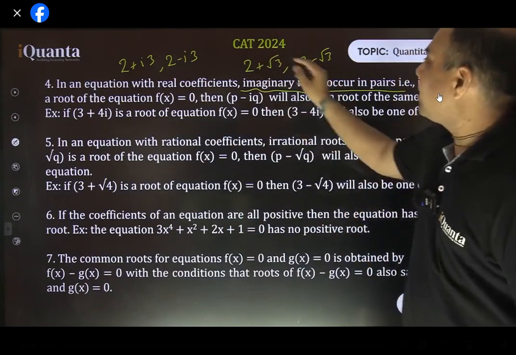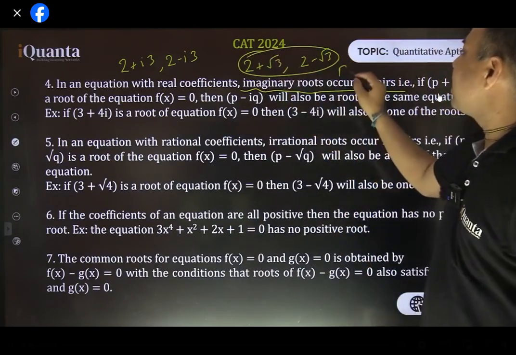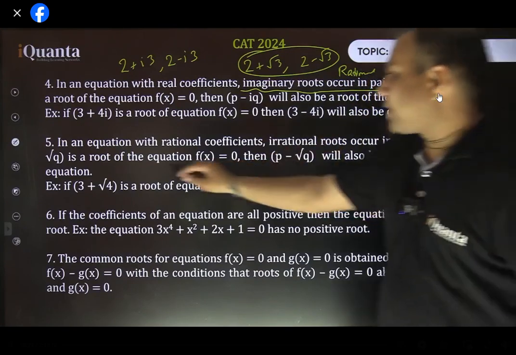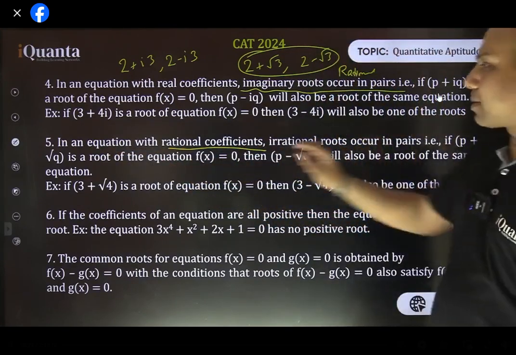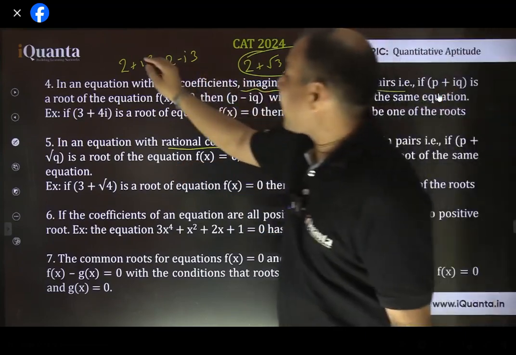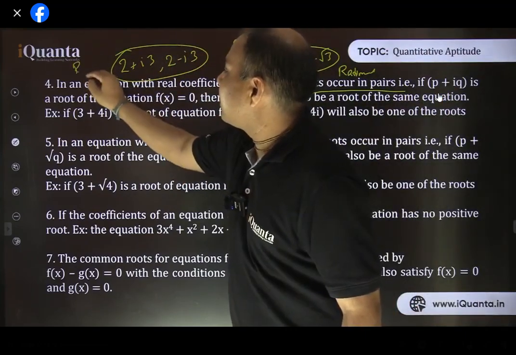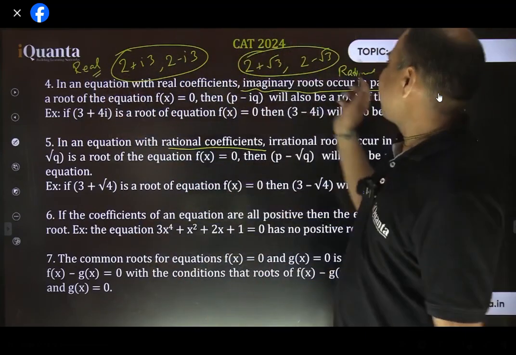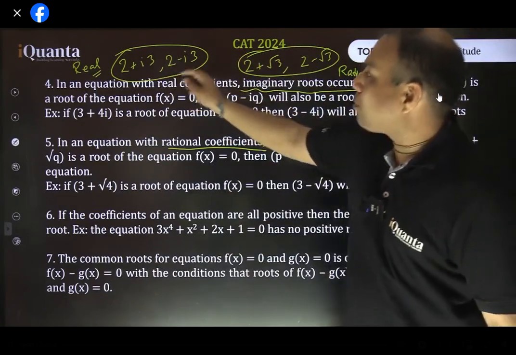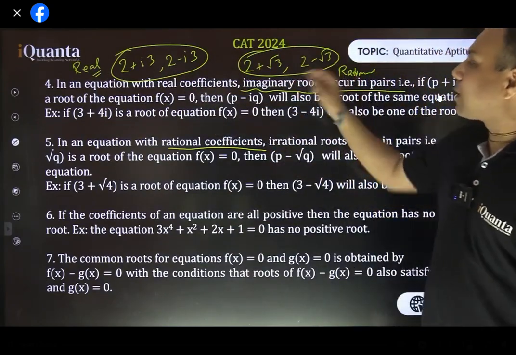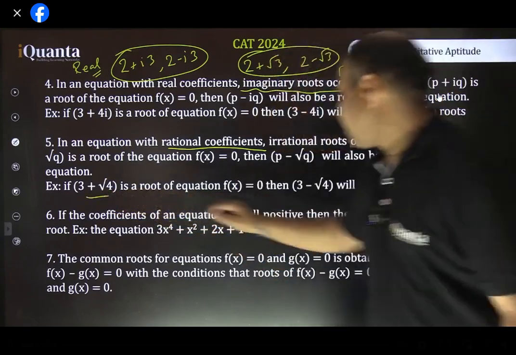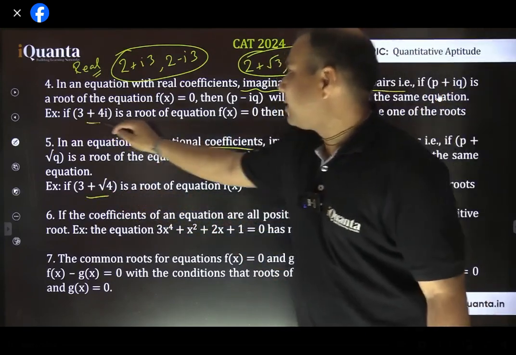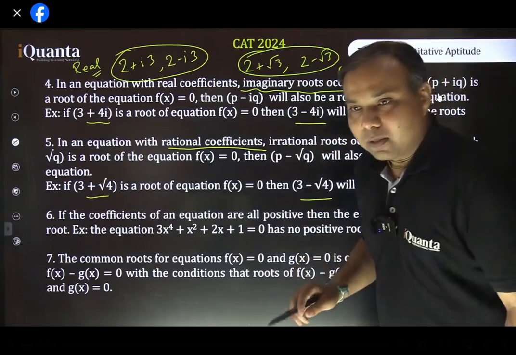This will happen when the coefficients are rational numbers, which is just the next point here. In an equation with rational coefficients, irrational roots occur in pairs, or conjugate pairs as we also call them. Or this will happen always when the coefficients are real numbers, right? Rational numbers are also real numbers. So imaginary roots are also going to occur in conjugate pairs, and irrational roots are also going to occur in conjugate pairs. That is said in these 2 points. An example is given here: 3 plus root 4, then another one is 3 minus root 4. Same way, 3 plus 4 iota, then another would be 3 minus 4 iota. Fine.